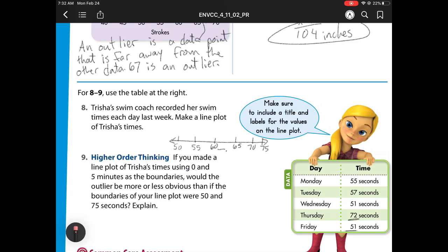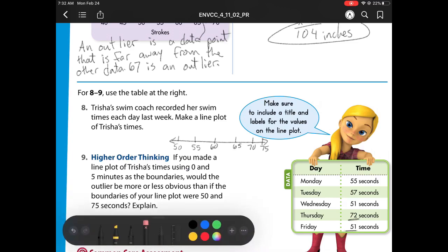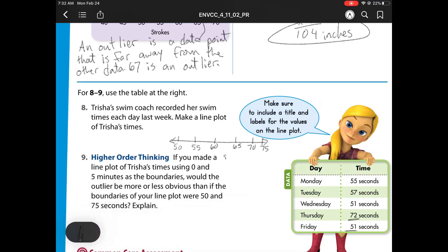Now notice this isn't really my time because that is not what goes at the bottom. What goes at the bottom, remember, is my units. So what I have here is seconds because I'm counting in seconds. And my top part is going to be my label, which is time. And time for what? Time for swimming. So I'm going to put swim time. And remember, I need to say what each dot equals. Each dot equals a day.